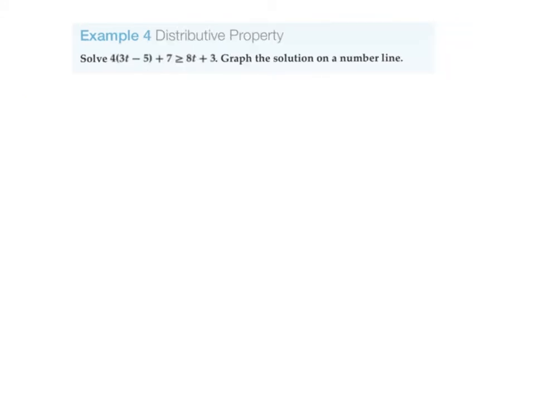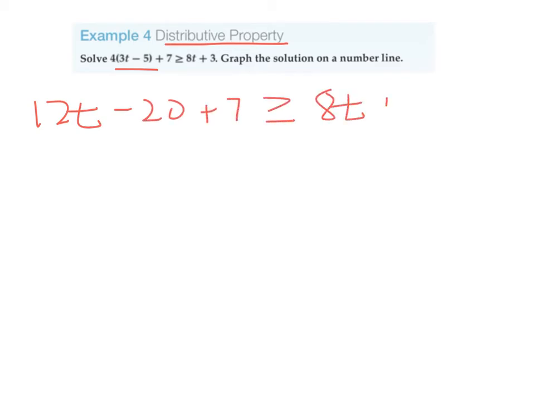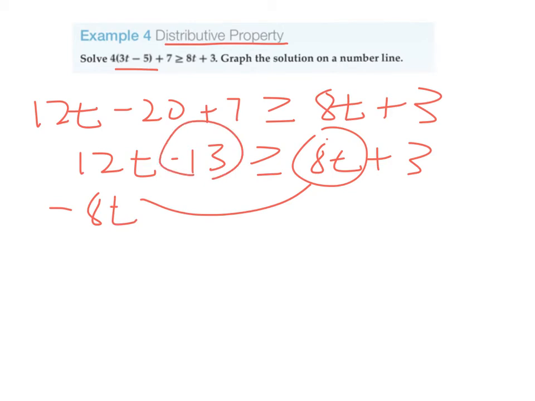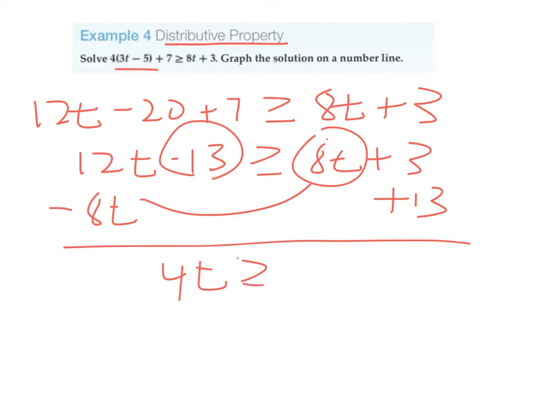This problem we need to solve by getting rid of the parentheses, which is the distributive property. So if you go back to the distributive property, I'm going to get 12t minus 20 plus 7 greater than or equal to 8t plus 3. Now from here, we're just going to solve the inequality. I'm going to combine my like terms. So this is 12t minus 13 greater than or equal to 8t plus 3. Once I've done that, I'm going to move my letters to the left. So I'm going to move this over, so it becomes a negative 8t. I'm going to move this over, and it becomes a positive 13. When I do that, I get 4t greater than or equal to 16.